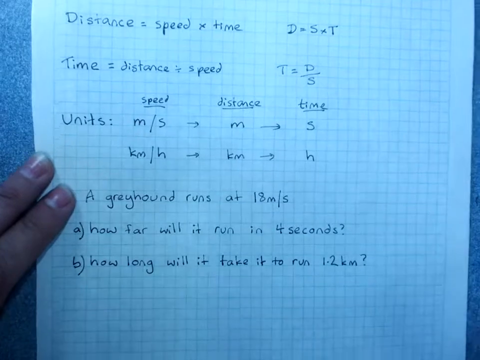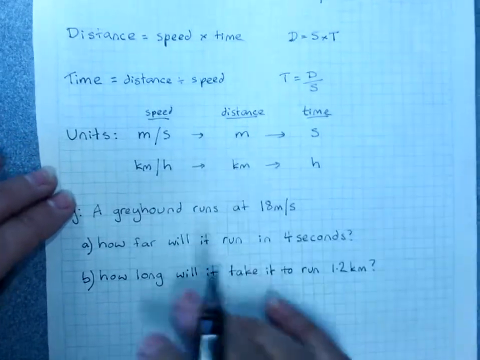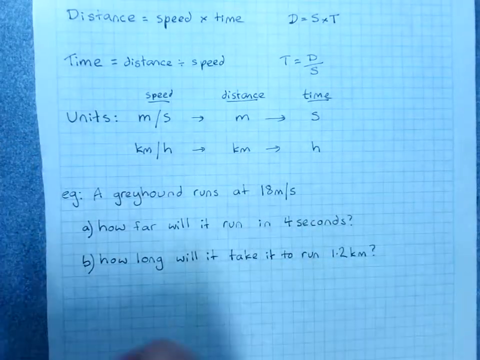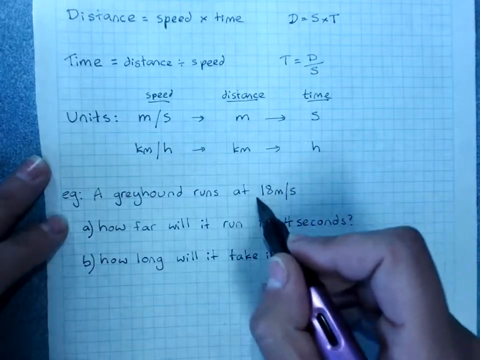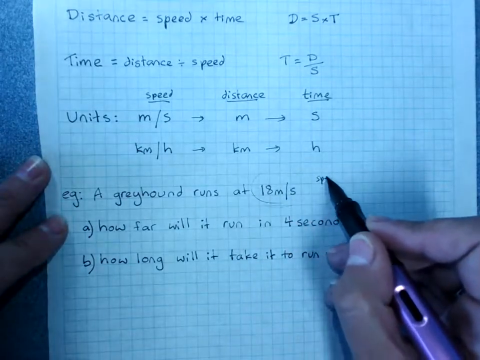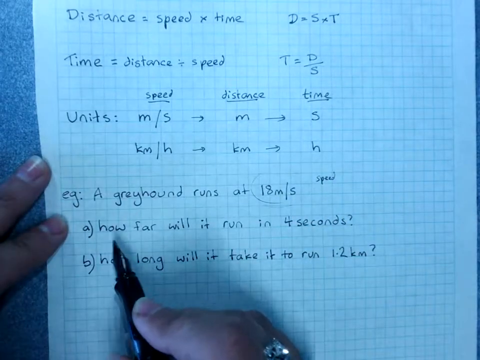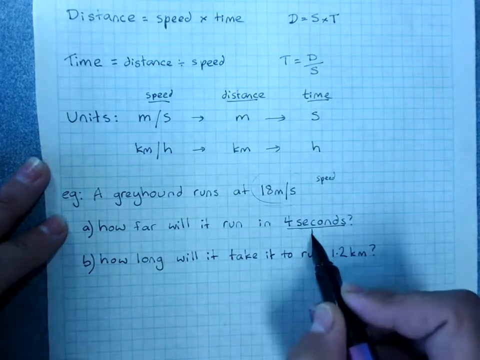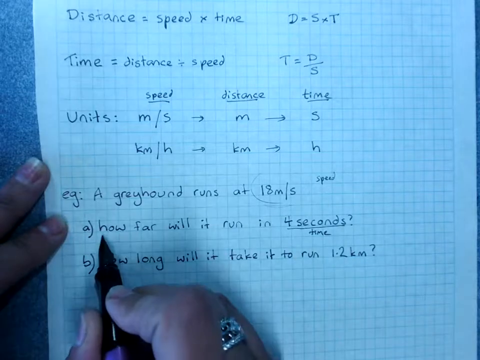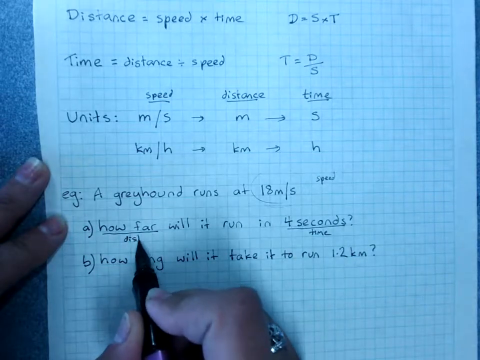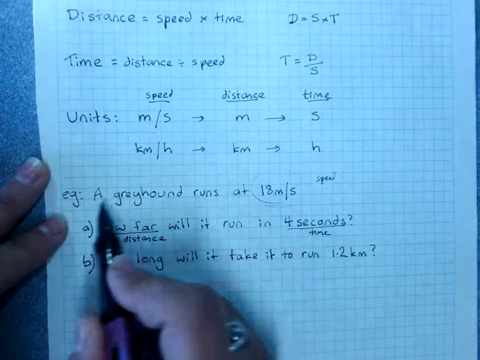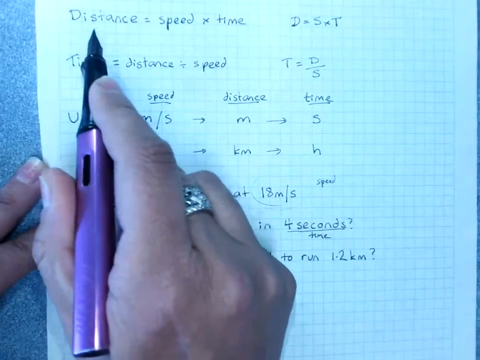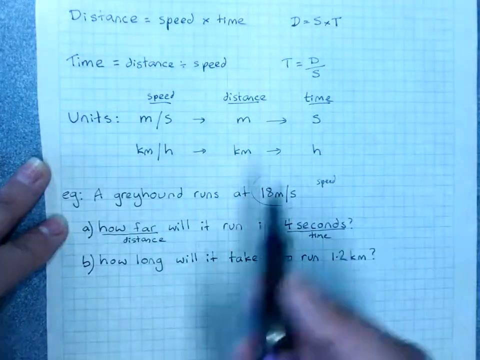So we can use this to solve problems. A greyhound runs at 18 meters per second, so they've given me its speed. How far will it run in 4 seconds? So they've told me the time and they'd like me to find the distance. So how far, distance, means I'm using the distance formula, speed times time.